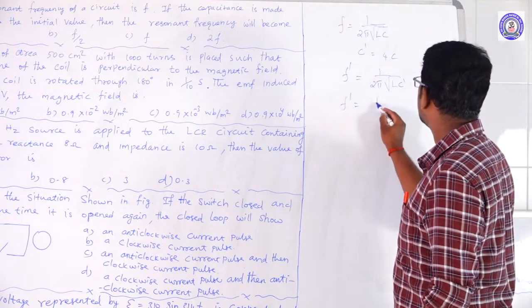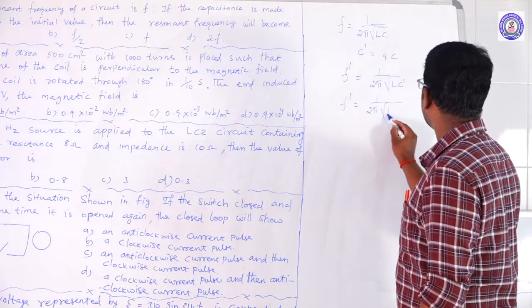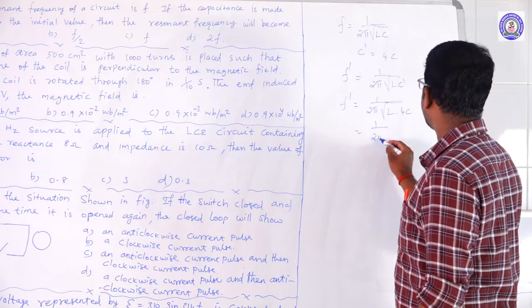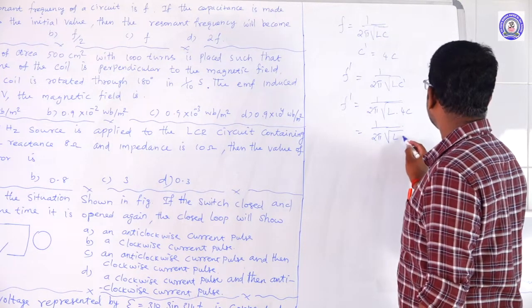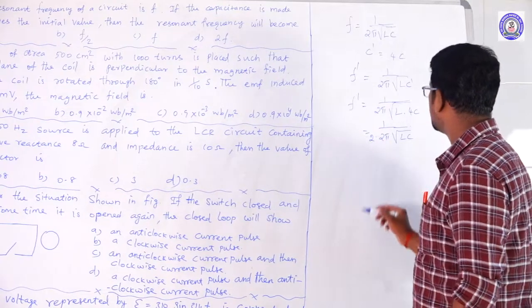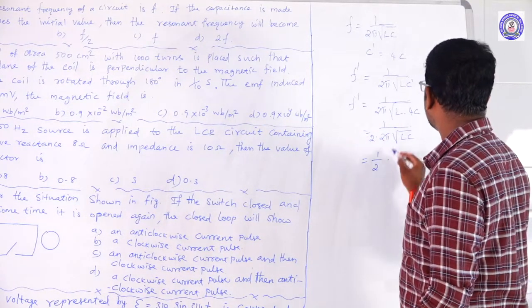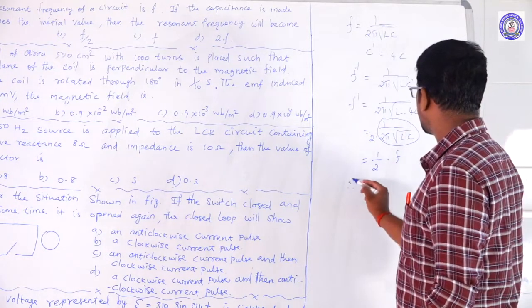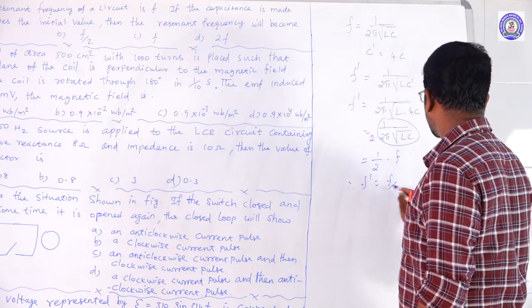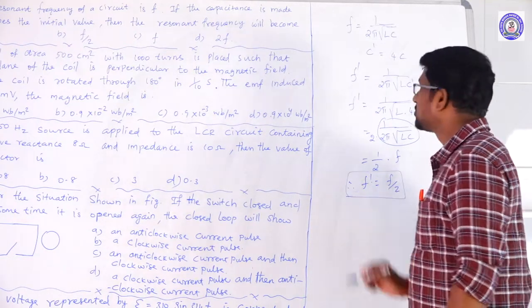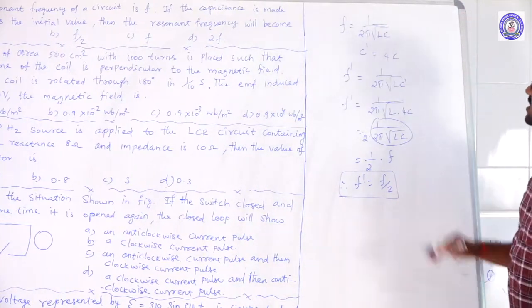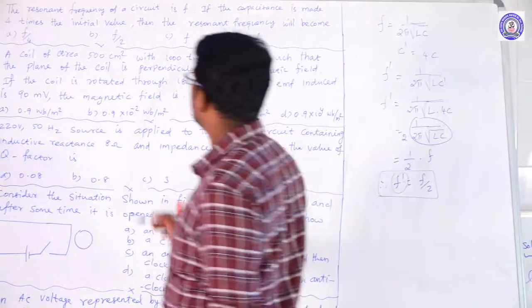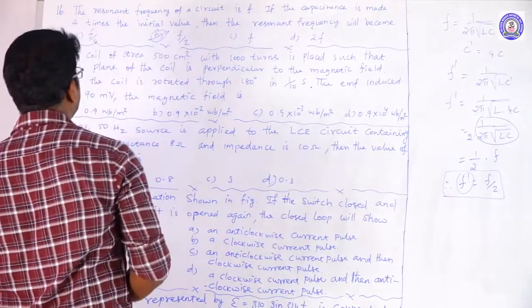Therefore, F prime is equal to 1 divided by 2 pi into square root of L into C prime, which is 4 times C. So 1 by 2 pi into square root of LC, and square root of 4 is 2. Therefore, 1 divided by 2 into 1 divided by 2 pi square root of LC is F. Therefore, F prime is equal to F divided by 2. If the capacitance of the capacitor is made 4 times the initial value, the resonant frequency becomes F by 2. Option B.